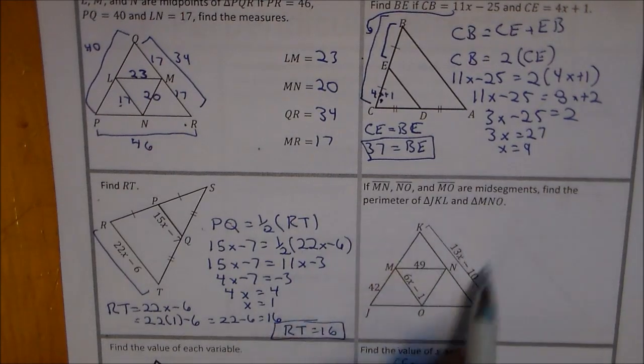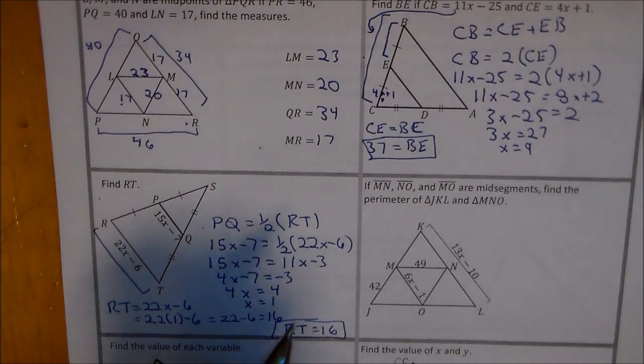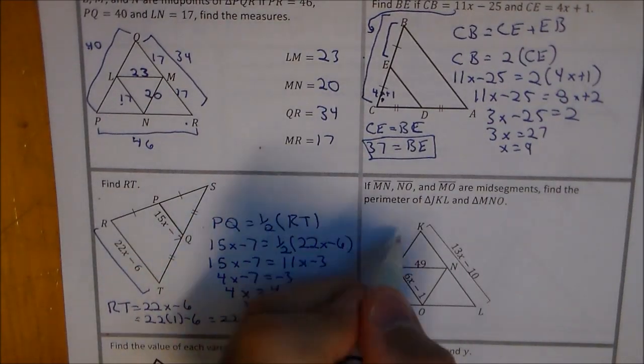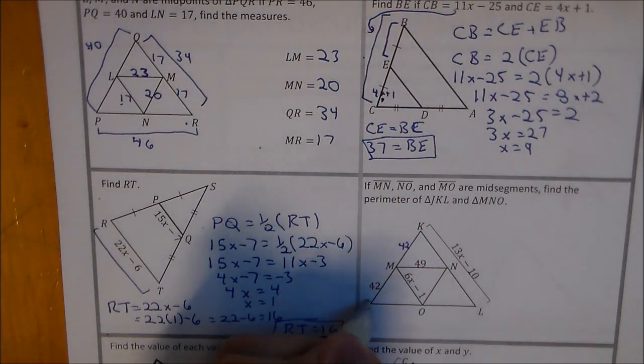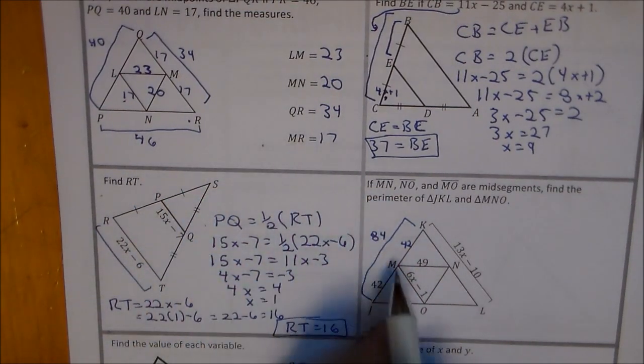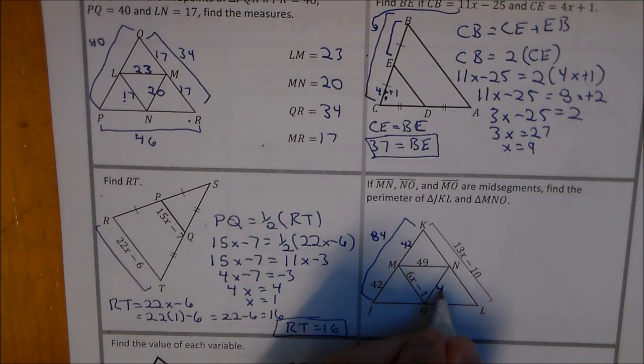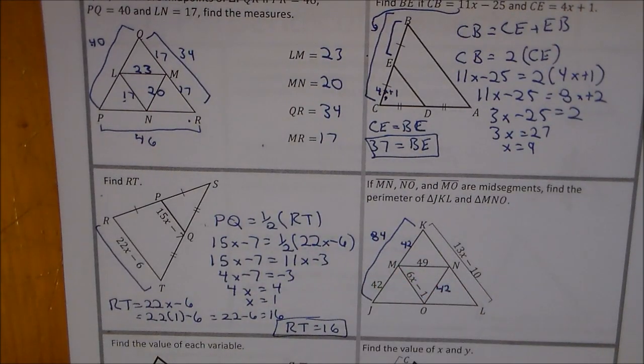Next problem, I have midsegments again. I need to find the perimeter of both triangles. So let's see what I know already. Since MJ is 42, KM is 42, which means JK is 84. I also know, since this is 84 and each of these are 42, that this side, NO, is 42.